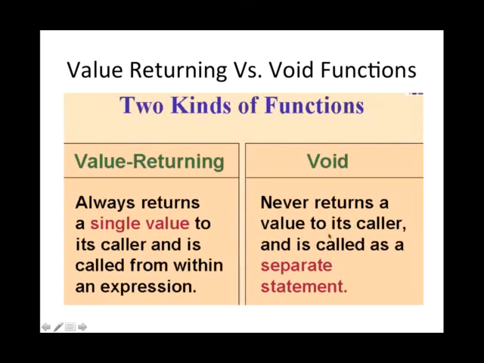A void function never returns a value to its caller, and it's called as a standalone separate statement. So this is just a program statement, a call to a void function. There's no assignment operator in the call of a void function. So in the function call itself, you'll see when a value returning function is called, there is an assignment operator. This one does not have an assignment operator.